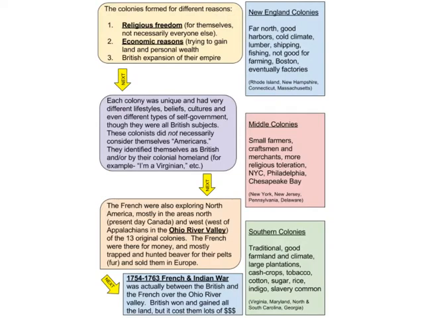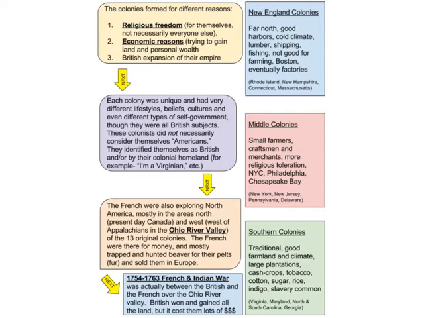The colonies formed for 3 different reasons, basically, and we've seen all of these, or most of these, represented on the test too. So religious freedom for themselves, but not necessarily everyone else. Then economic reasons, trying to gain land and personal wealth. Like the Pilgrims, they settled for religious freedom from persecution about their religious beliefs in England. Well, economic reasons, that would be Jamestown, the House of Burgesses, if you remember, from Jamestown. So economic reasons, they came for their own personal wealth.